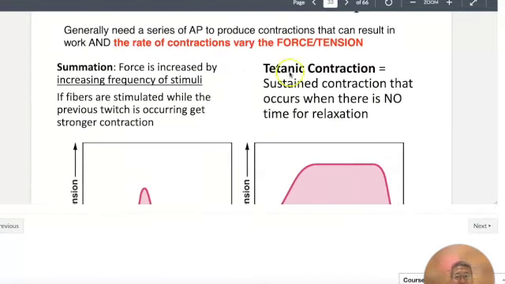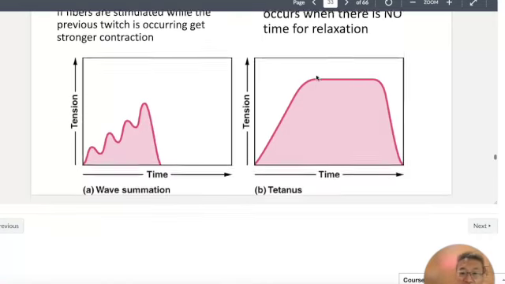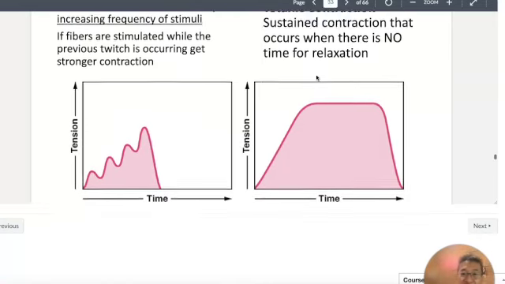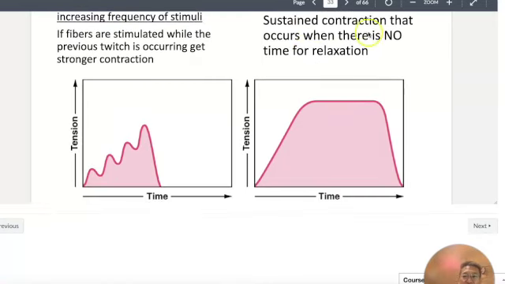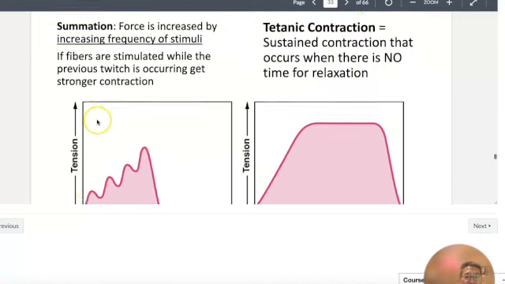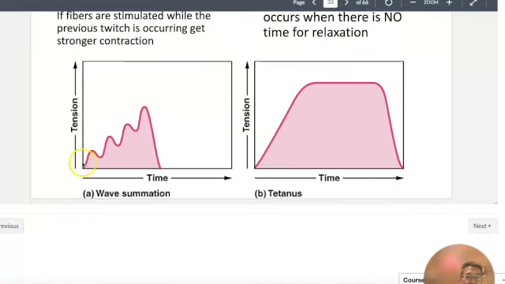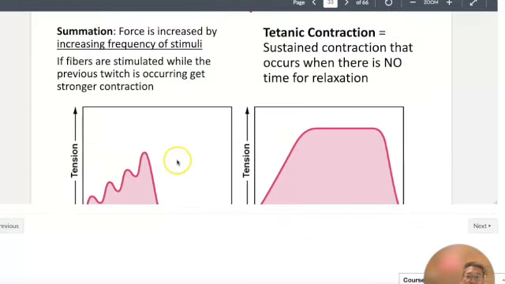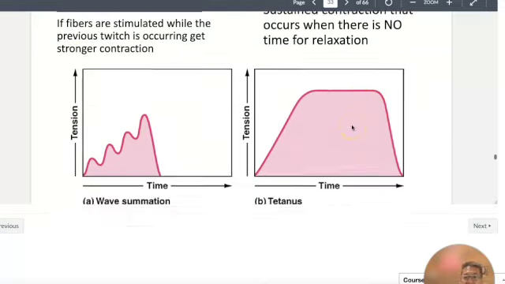Tetanic is like tetanus. I don't know if you know what it is. Sometimes you get a rusty nail, you get tetanus, where the muscle cannot relax. It just sustains the contraction. And this one is called summation, where the force is getting stronger and stronger. You can relax a little and get stronger, relax and get stronger. So this is called summation. And this is called tetanus, tetanic.